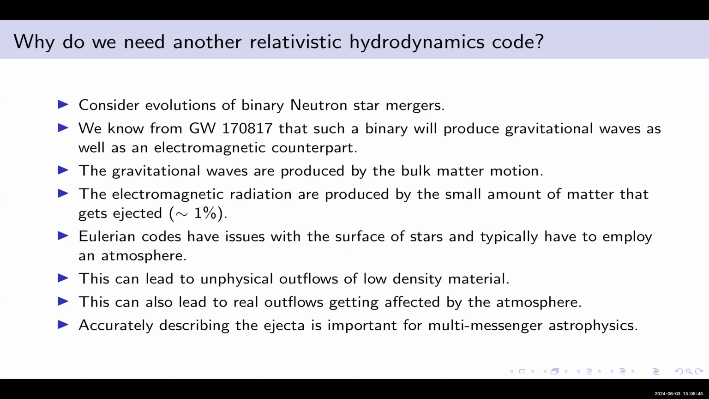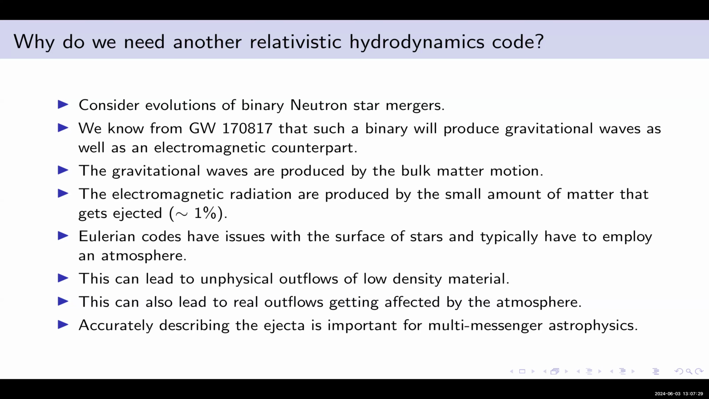Eulerian codes have issues with the surface of stars, and so typically you have to employ a low density artificial atmosphere around a neutron star. The surface can also lead to unphysical outflows of low density materials. And when you have this atmosphere, if some ejected material moves away and gets to lower and lower density, eventually it will get to the level of the atmosphere, and then it just gets diluted and you can't really follow it.